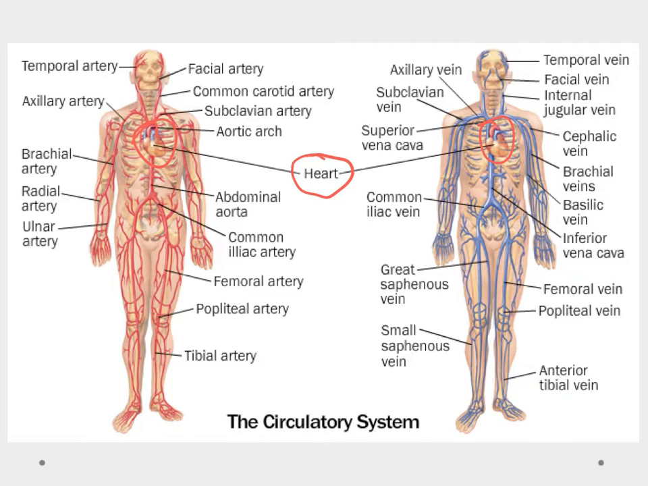If you notice, on this side over here is where we have our arteries. Arteries are generally those vessels that go from the heart out to the body. And then we have the veins over on this side here, which return blood to the heart so it can be pumped out again.